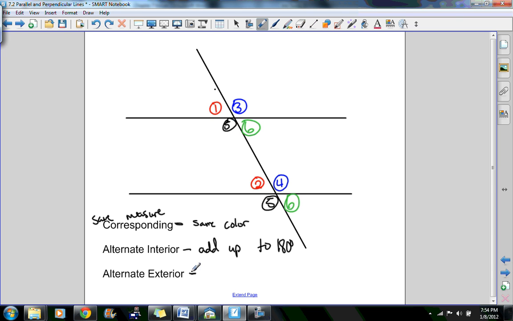Alternate exterior, if you think this is the inside, this is obviously the outside, that means that these alternate, meaning opposite, also add up to 180. That means 5 and 3 add up to 180, and 1 and 6 add up to 180. Okay, so we have corresponding are the most important. That's the same color, same spot, same measure. Alternate interior, opposite inside, those add up to 180, and alternate exterior, opposite outside, add up to 180.